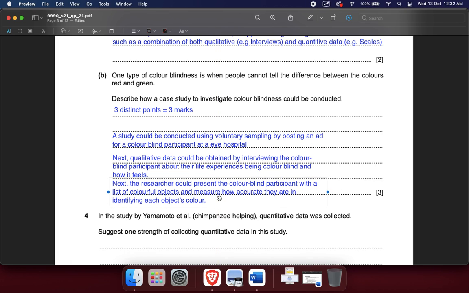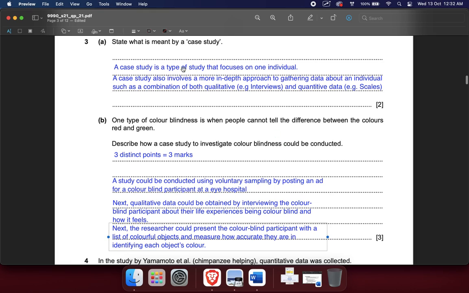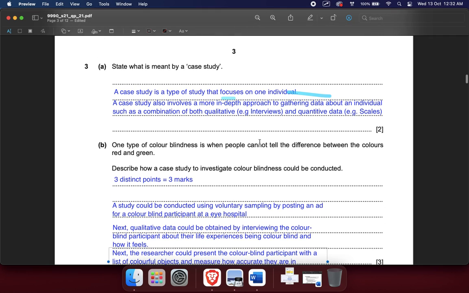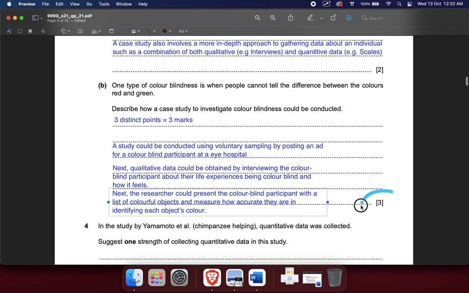Basically, you want to show the examiner that firstly, you understand how to conduct a case study. You find one participant, do some qualitative, do some quantitative, case study, right? And you get 3 marks quite nicely over there. Okay, something along these lines. It doesn't have to be exactly like this, but something to show the examiner that you understand that case studies usually involve in-depth data, usually quantitative and qualitative combined together, right? So that will be a good way to get your 3 marks.